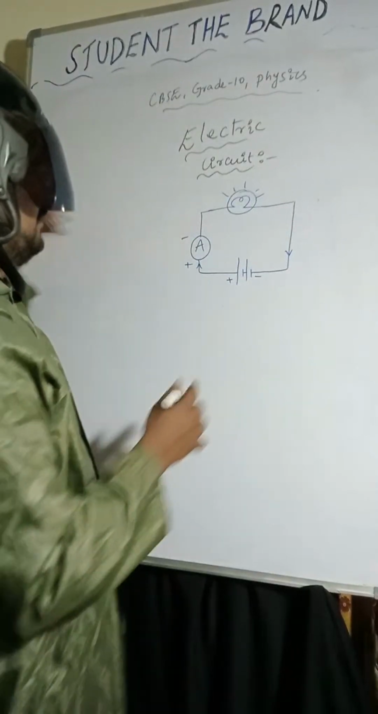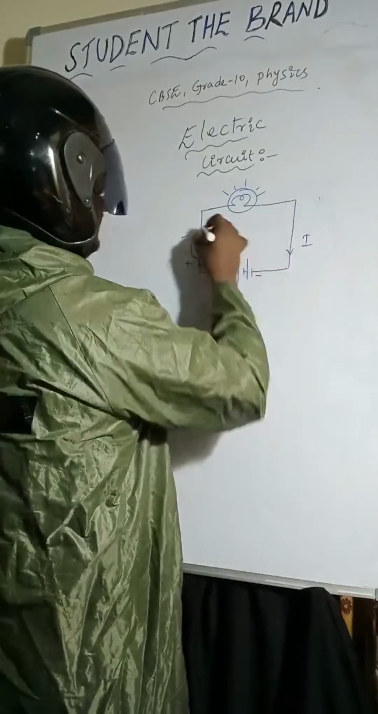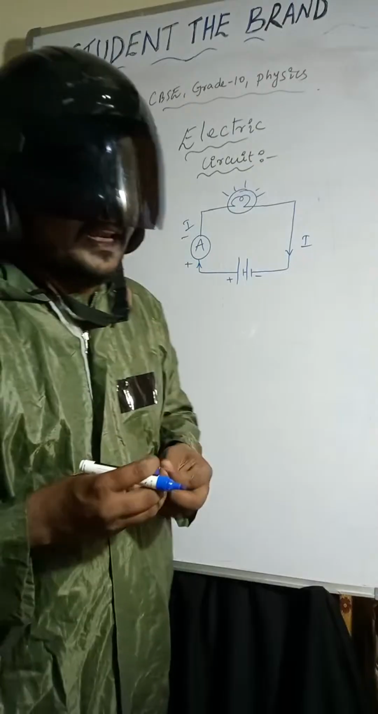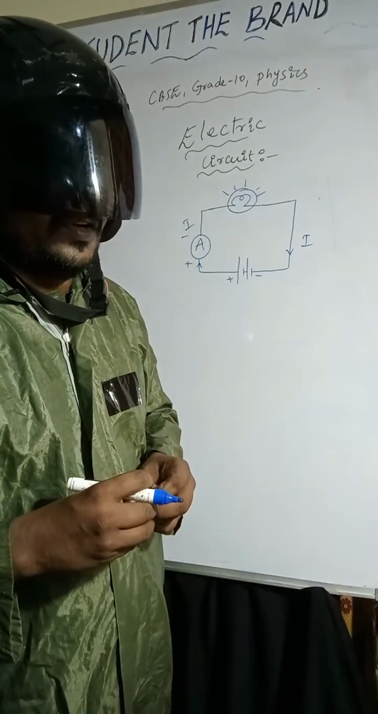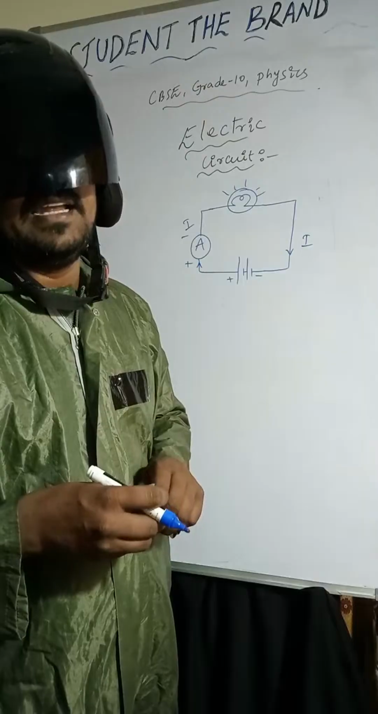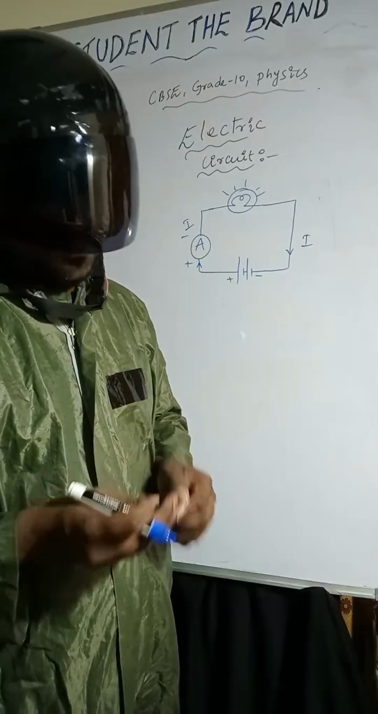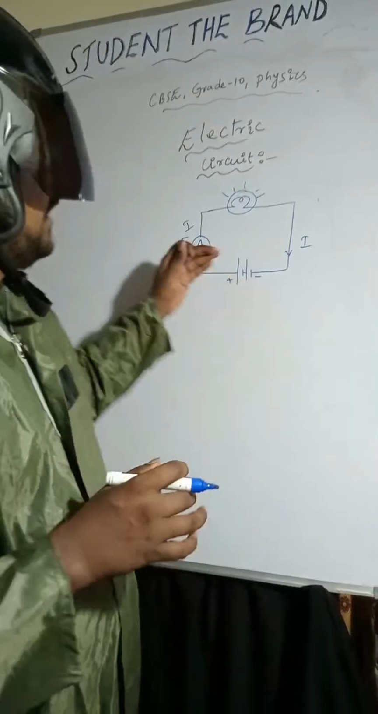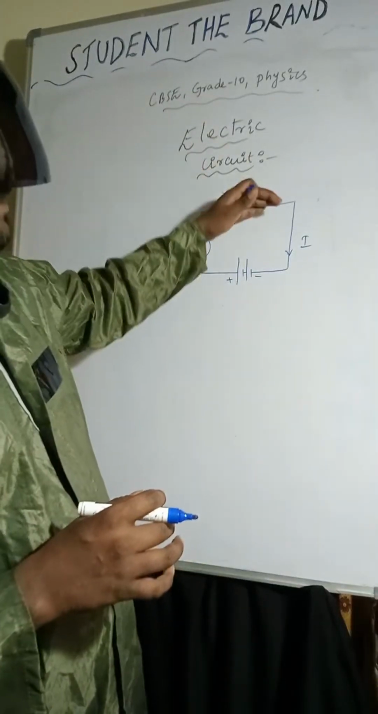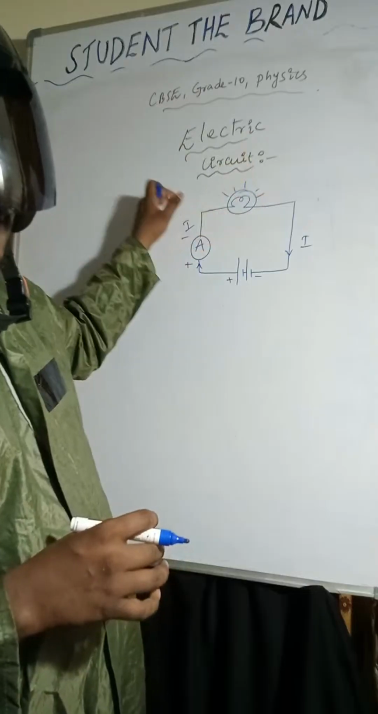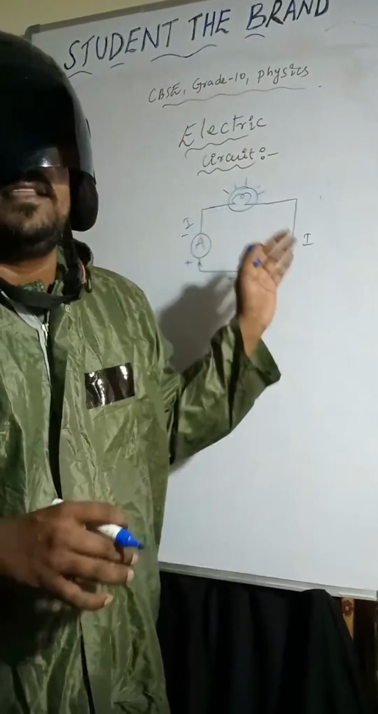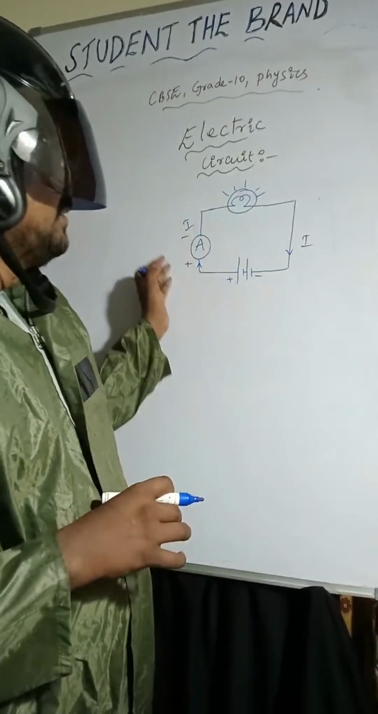If the current is flowing, I is the current. So a continuous and closed path of an electric current is known as an electric circuit. Here you see, it is a closed path, and current is flowing continuously.